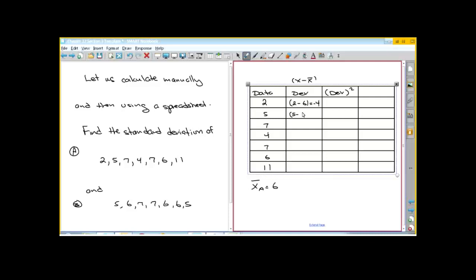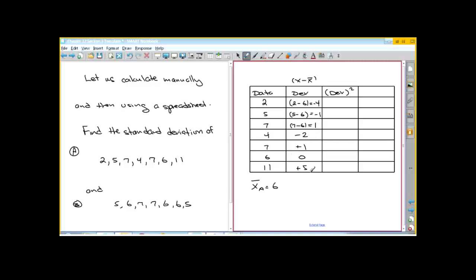So I'm going to do a few of these, showing it completely, but once we get started, then... So 5 is 1 less than that. So 5 minus 6 is negative 1. 7 minus 6 is 1. So the rest of them are going to be negative. I did that wrong. So 4 is 2 less than 6. This is 1 more. This is the same, and this is plus 5.